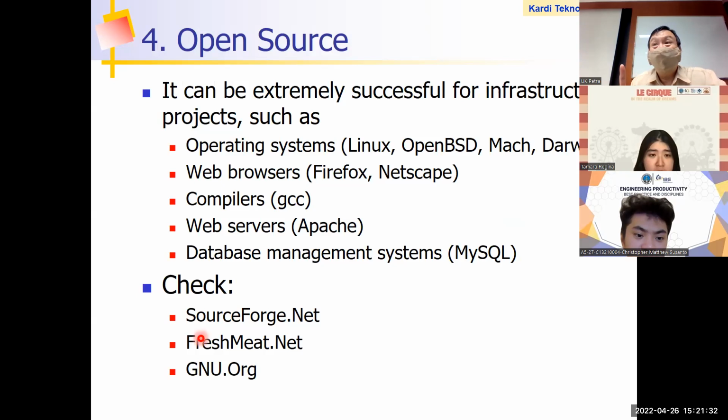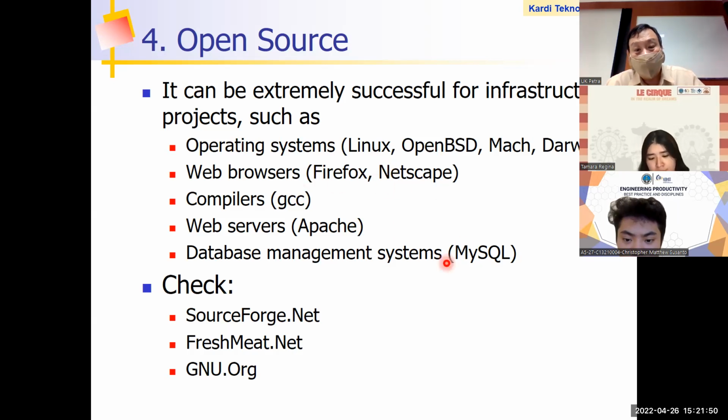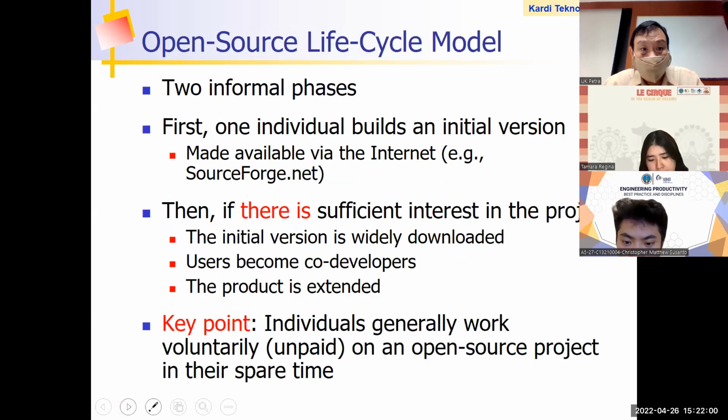Okay. The next software development lifecycle is called open source. Now there are so many open source models, right? They can be extremely successful, including Linux, for example, Firefox, Apache, MySQL, and so on. Now it has become MariaDB. You can check in GitHub, Forspoke, and so on.